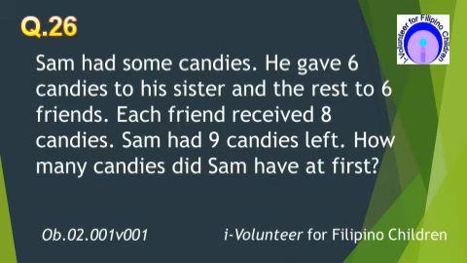Question number 26. Sam had some candies. He gave 6 candies to his sister and the rest to the 6 friends. Each friend received 8 candies. Sam had 9 candies left. How many candies did Sam have at first? The answer is 63.